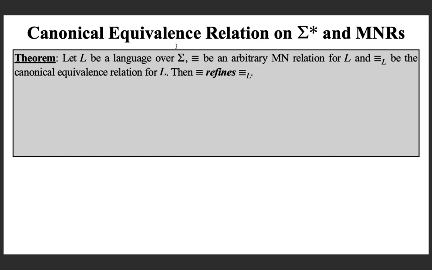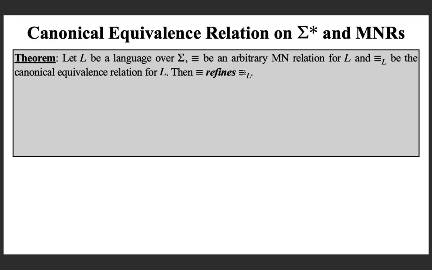Let L be a language over sigma and let this be an arbitrary MN relation for L. See, there is an MN relation for L. Then from lecture 23 we know that it is a regular language. So we are given a language, an MN relation for that language, and you also consider the canonical equivalence relation for that language that we defined in the previous slide. Then the theorem claims that the arbitrary MN relation for the language must refine the canonical equivalence relation.